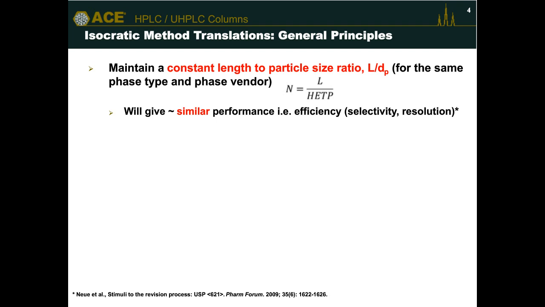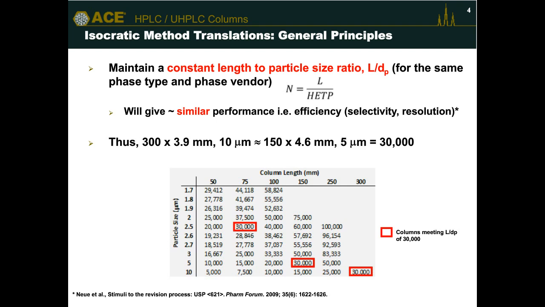And what I mean by that is shown quite nicely in this table. Each column format has a certain potential efficiency. So a 30 centimeter column with 10 micron particle size has the same efficiency as a 15 centimeter 5 micron particle size column. What that means is both of those columns should give us the same performance chromatographically if we translate the method correctly.